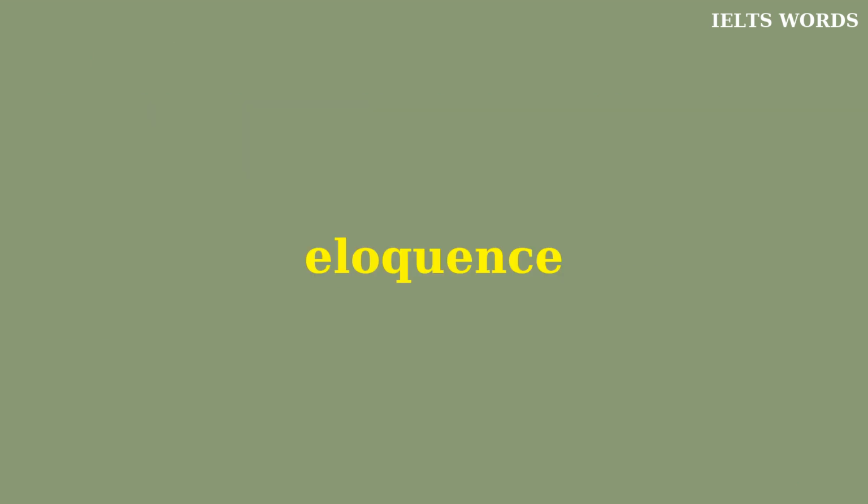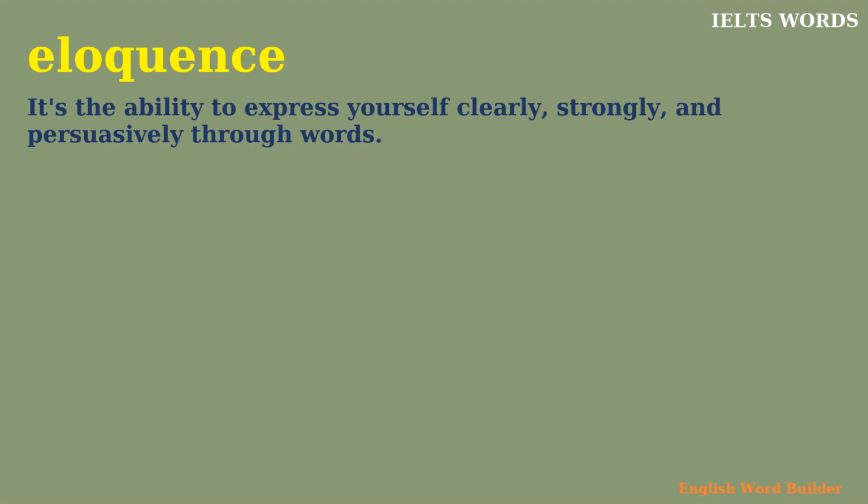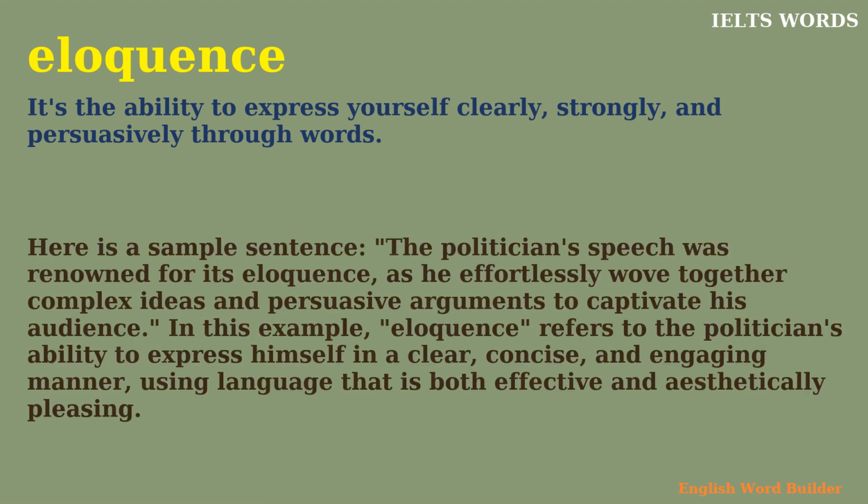Eloquence. It's the ability to express yourself clearly, strongly, and persuasively through words. Here is a sample sentence. The politician's speech was renowned for its eloquence, as he effortlessly wove together complex ideas and persuasive arguments to captivate his audience. In this example, eloquence refers to the politician's ability to express himself in a clear, concise, and engaging manner, using language that is both effective and aesthetically pleasing.